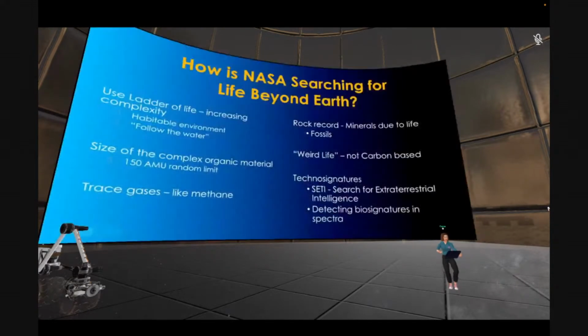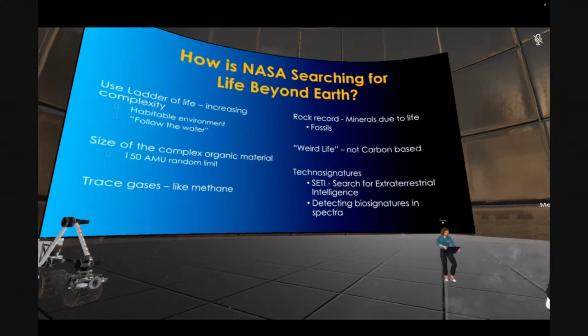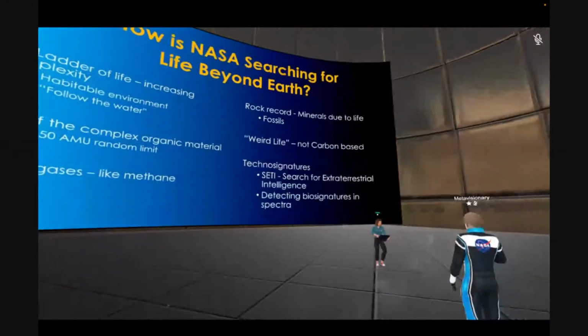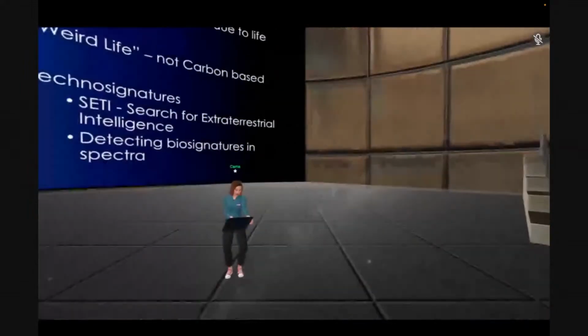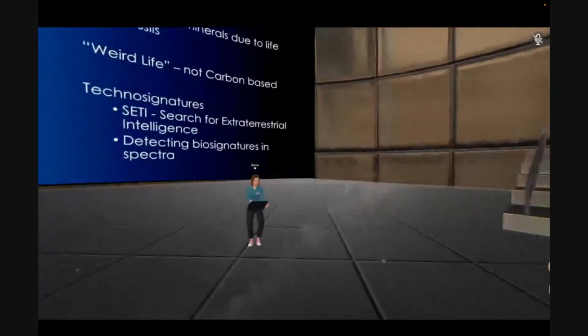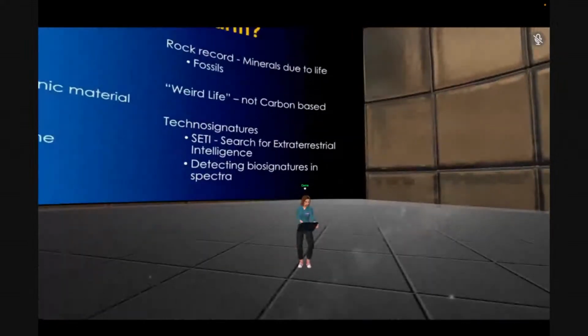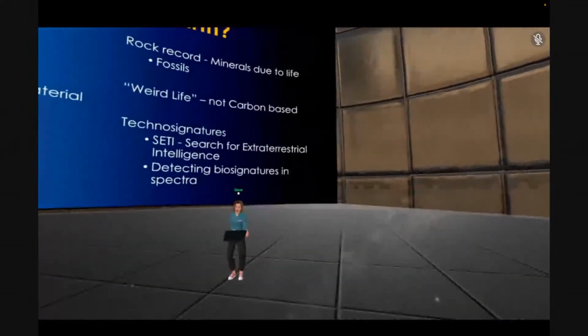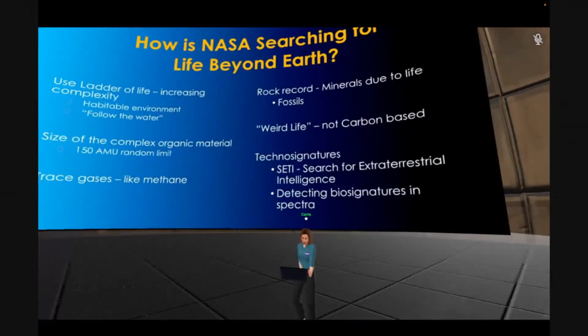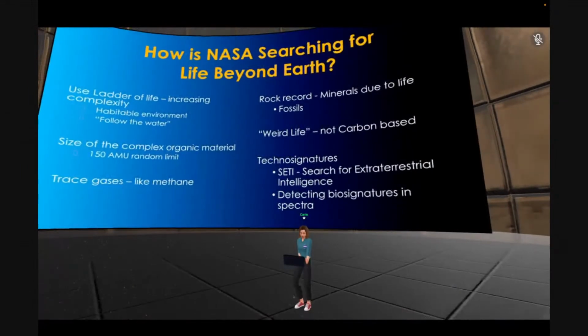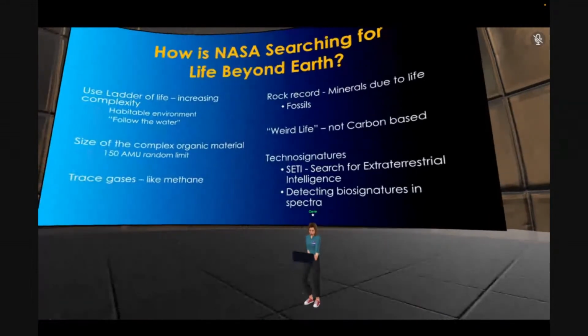So NASA is currently searching for life beyond Earth in many ways, and I'm going to talk about a few of these ways. The first is using a system called the ladder of life, which I will show you more specifically in a second. This follows the basic strategy of following water in our solar system to look for places where life might have evolved.